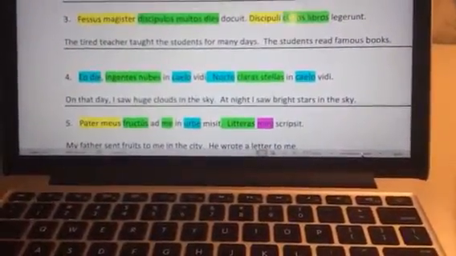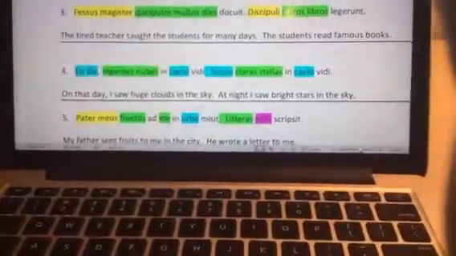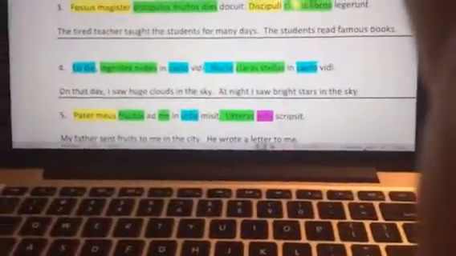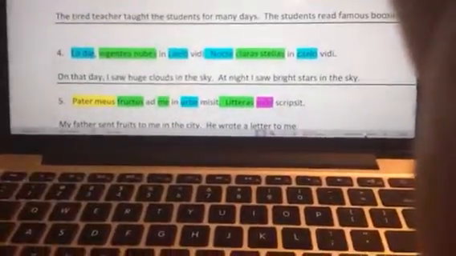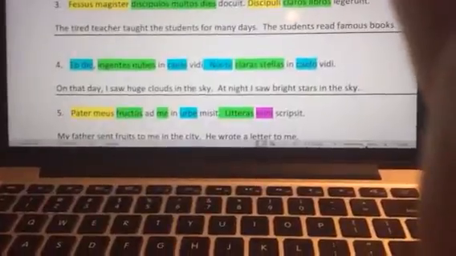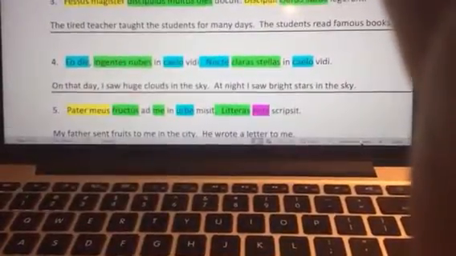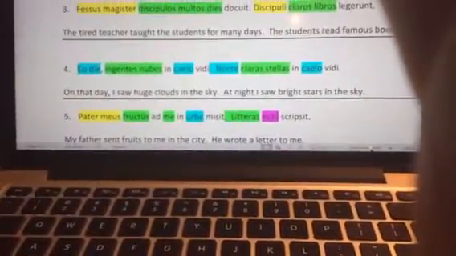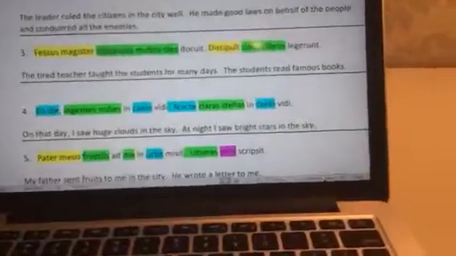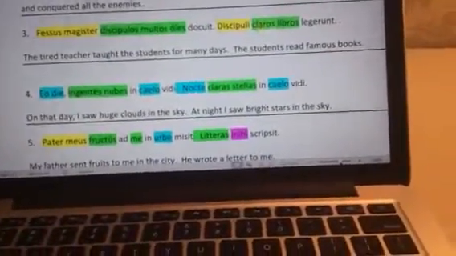Eo die ingentes nubes in caelo vidi. So let's stop there. Eo die is the ablative of is, ea, id. This is the ablative singular, masculine. Die is the ablative of dies, which is day. And so when you use an ablative of time when, this is on that day. I saw, vidi.